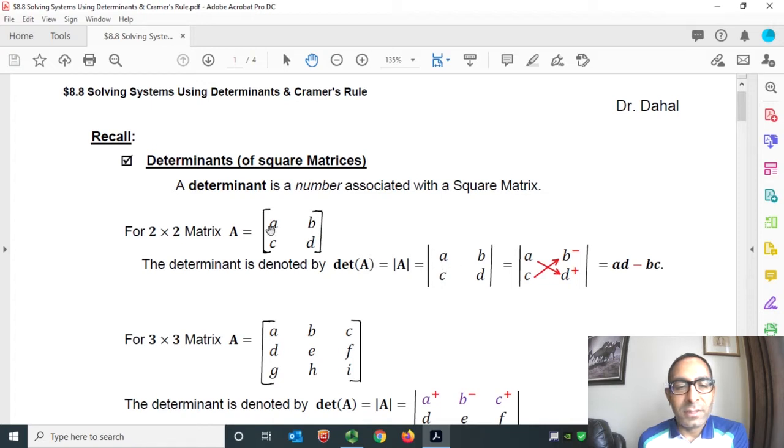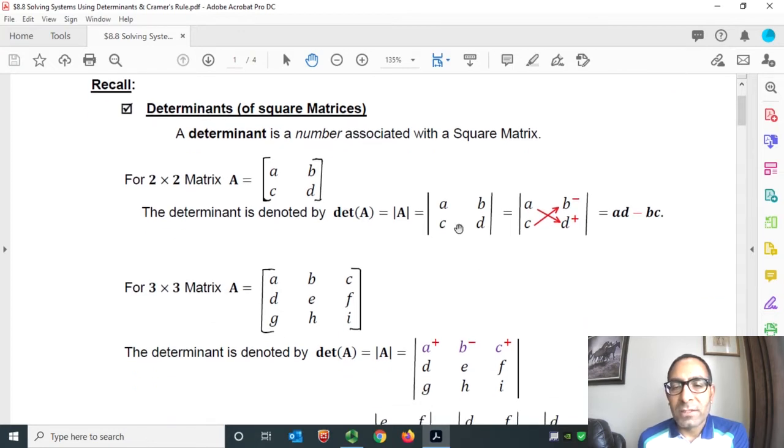This equals the determinant of the matrix whose entries are a, b, c, d, and we expand the determinant by multiplying the entries along this diagonal, and we subtract the product of the entries along the other diagonal. Then this equals ad minus bc. Hence the determinant of the given 2 by 2 matrix A equals ad minus bc.